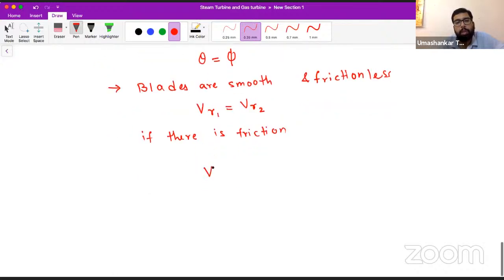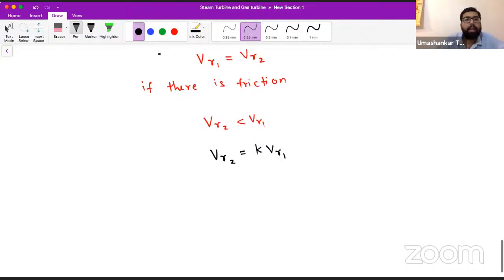If there is friction, you can say that VR2 is less than VR1, because definitely when there is friction, we'll be losing some relative velocity. And here we can introduce a coefficient, and we call it K. This K is generally known as blade coefficient, or sometimes it is called blade velocity coefficient. So this K is blade coefficient.